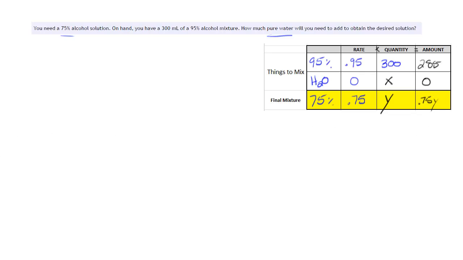And then what we're going to do is we just add the quantities together, the 300 milliliters that we have of the 95%, plus the X amount of the water gives us the Y amount in the final solution. So that first equation is 300 plus the amount of water we use is going to give us the amount in our final mix. And then we have 285 milliliters of pure alcohol plus 0, I'm not even going to write that in there, equals 0.75Y. That's our second equation.